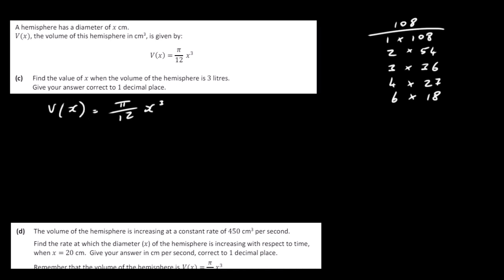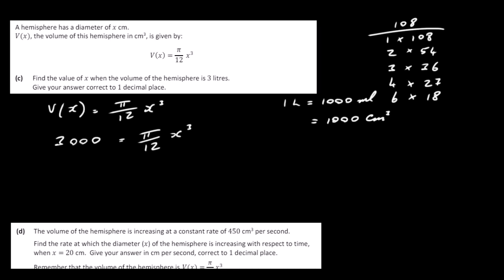We're told to find the value of x when the volume of the hemisphere is 3 liters. So here we put in the 3 liters. We're dealing in centimeters, so it's going to be 3,000 milliliters or centimeters cubed. Remember, 1 liter is 1,000 milliliters, and each milliliter is 1 centimeter cubed. So we've got 3,000 centimeters cubed is equal to pi over 12 x cubed.